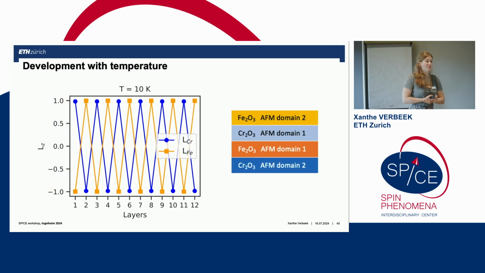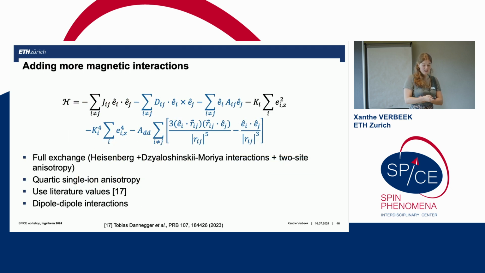But now maybe you would say, okay, so we didn't see nice spin textures at the interface, but maybe this is also because we had such a simple model. So we extended our model by including also the Dzyaloshinskii-Moriya interactions and the single-site anisotropy, such that we have full tensorial exchange, as well as a quartic anisotropy term and the dipole-dipole interactions. This last term we evaluated explicitly.